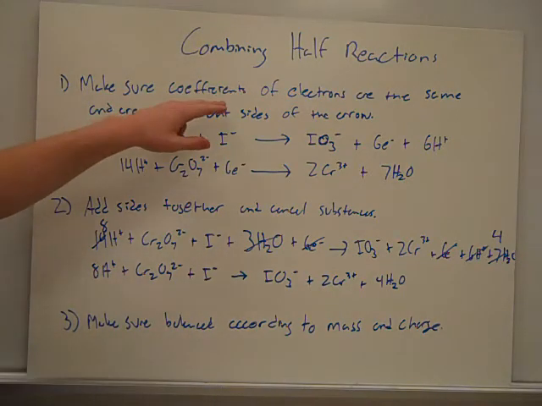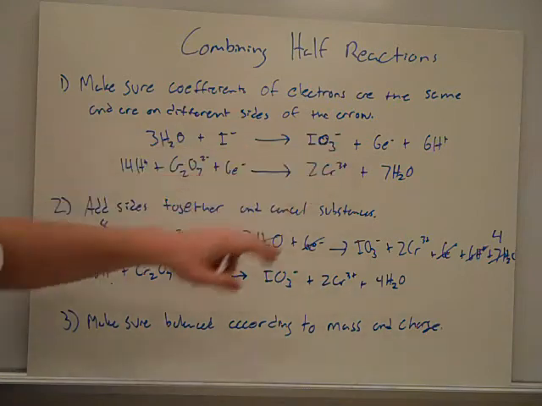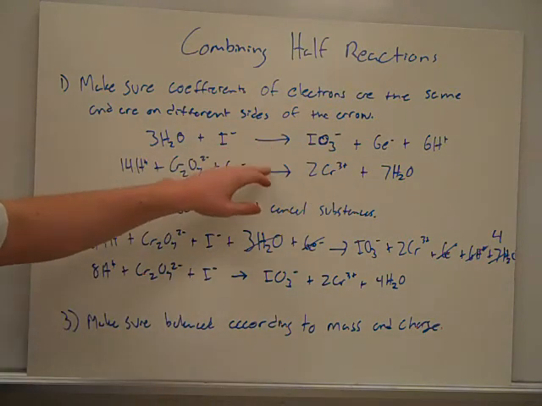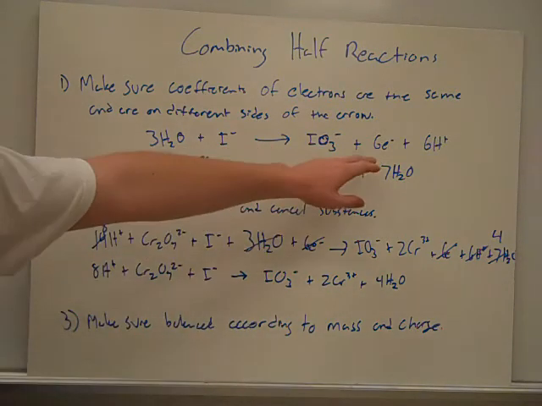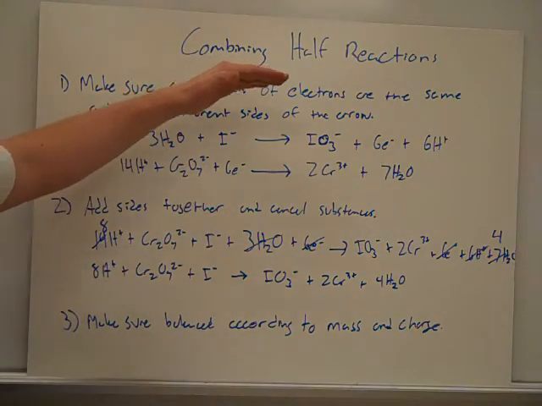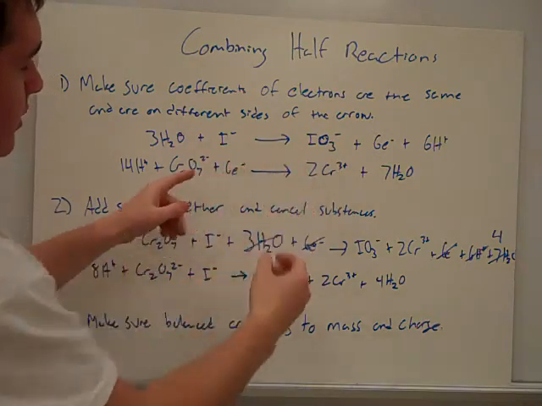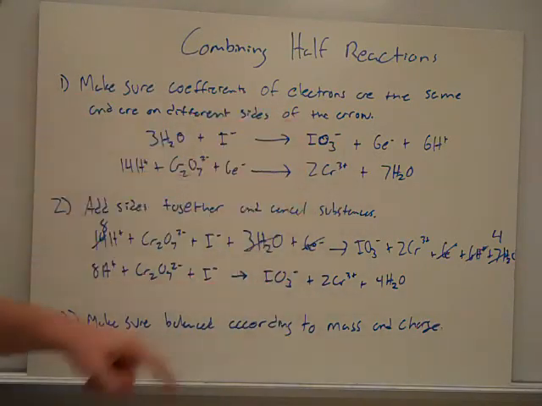First, you want to make sure the coefficients of the electrons are the same on both sides of the arrow. So as we can see here, these are both the half reactions. We got 6 electrons here and 6 electrons here, so we're okay to add. You want to add on like each side. Pretend this is an equal sign. You add this side and this side.